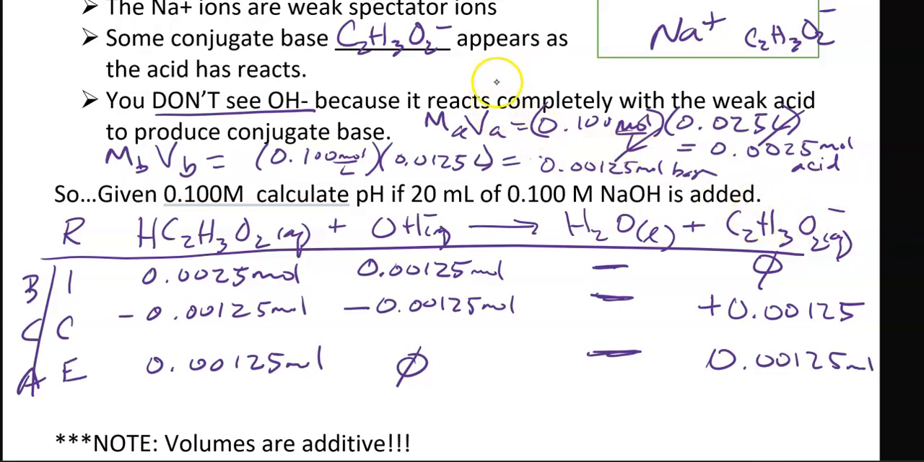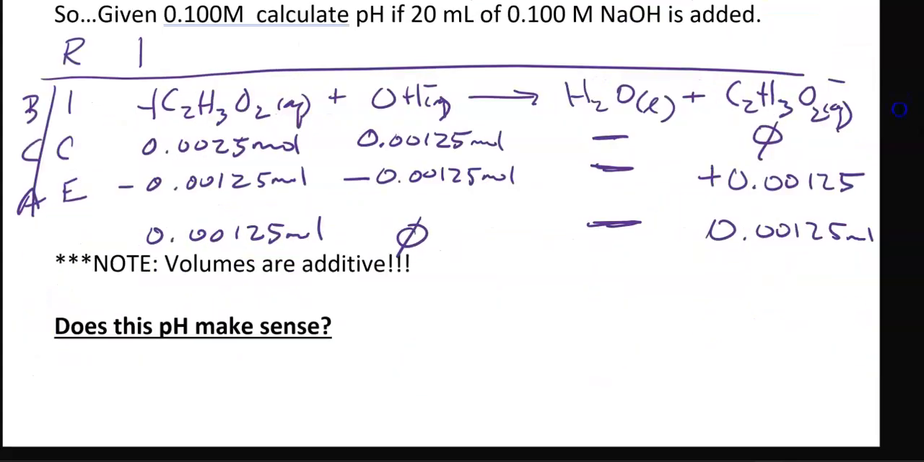So what are you going to do with all this information? Well, the goal here is to figure out what's dictating the pH right now. If I had to choose between my weak acid and hydroxide, well, the hydroxide's all gone, so I guess the weak acid is what's dictating the pH right now. So I need to get the concentration of my weak acid. So let's do that.